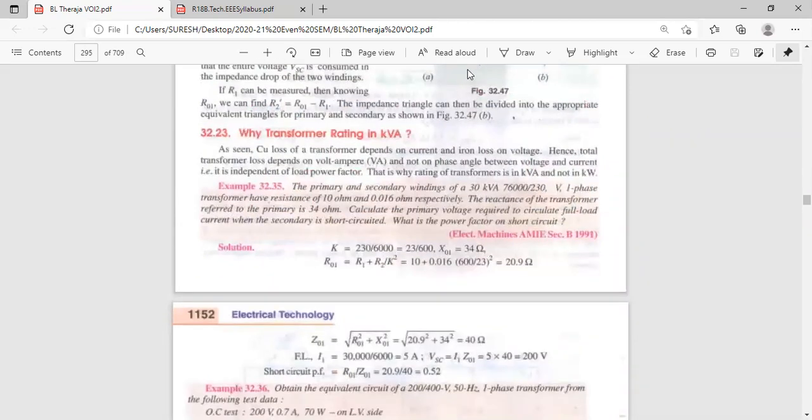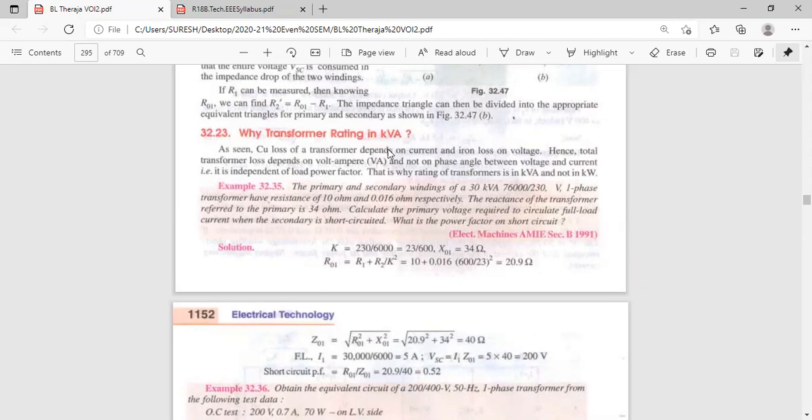We have completed this. Transformer rating is in kVA. Why is transformer rating in kVA? Anyone? To avoid the eddy current loss. No, that is lamination. We are providing the lamination, varnish, to avoid eddy current loss. This is a different question. Why is transformer rating in kVA?